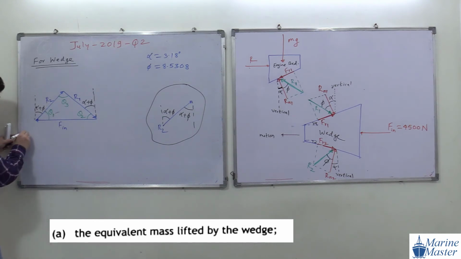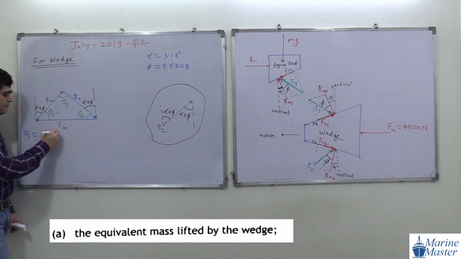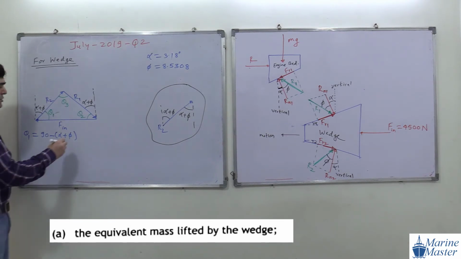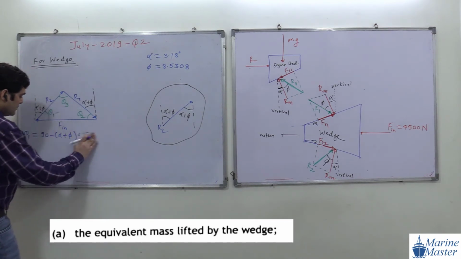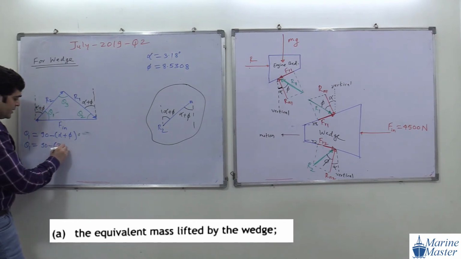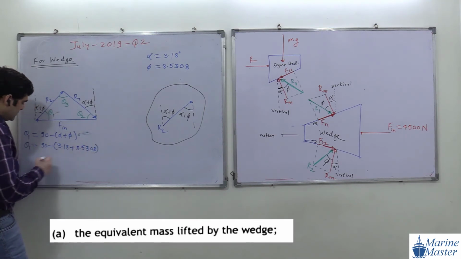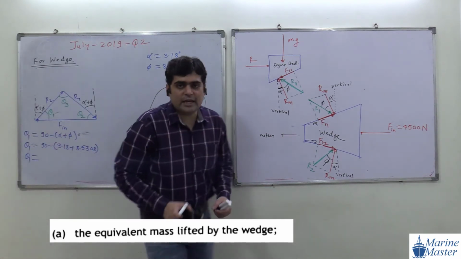Theta 1 will be what, guys? Theta 1 will be 90 minus (alpha plus phi). See the scenario here. 90 minus alpha plus phi. So 90 minus alpha is how much? 3.18. Phi is how much? 8.5308. See the point here. So what will be the value of theta 1 we will get? Please everyone do the calculation and tell me the value of theta 1.